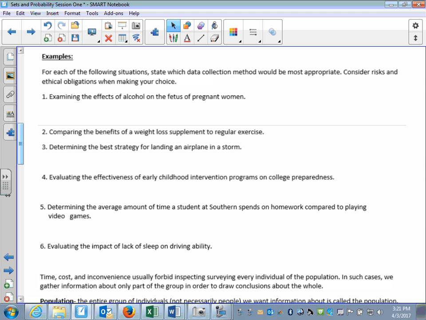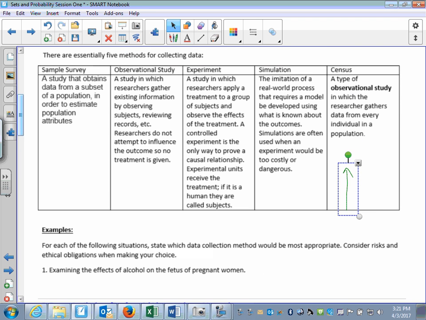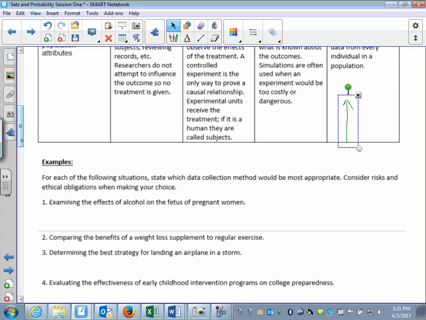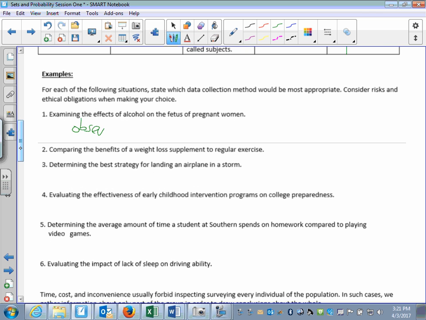Number 1, examining the effects of alcohol on the fetus of a pregnant woman. Well, it's probably generally determined or agreed that alcohol is probably not good for fetuses. So it would probably be better to do an observational study looking at records and so forth like that than to actually perform an experiment. So this one would be an observational study. Wait, is that right? Yeah, observational study.